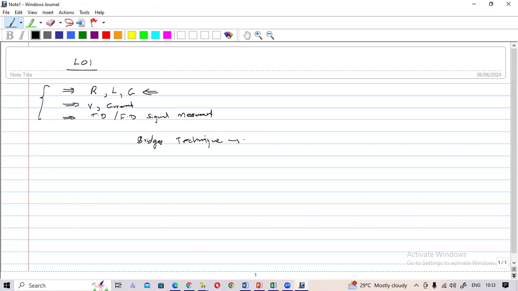Okay, so basically we have talked about two types of bridges, AC bridge and DC bridge. I think we have discussed the DC bridge. DC bridge uses a DC source. That is why it has that name. And we use the DC bridge to measure only resistance. I think that is enough.